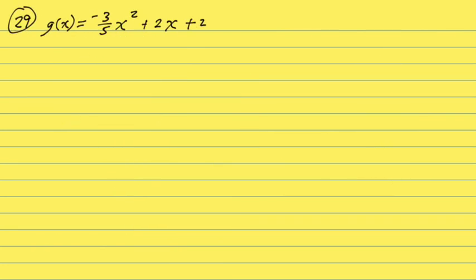Okay, how about 29? Is that next? Let's look at 29. Again, we're going to use -b over 2a. Negative, I'll plug in. 2, I'll plug in. So, what is the b? b is 2. What is a?